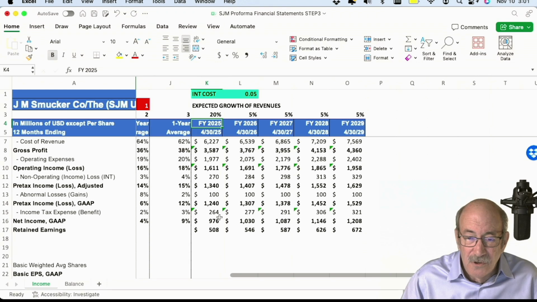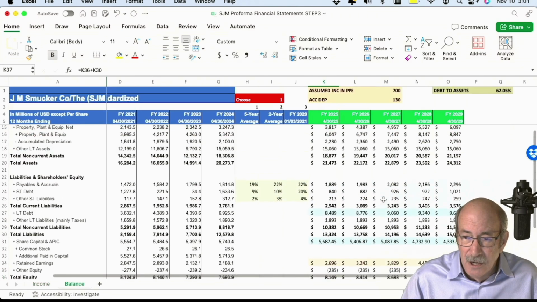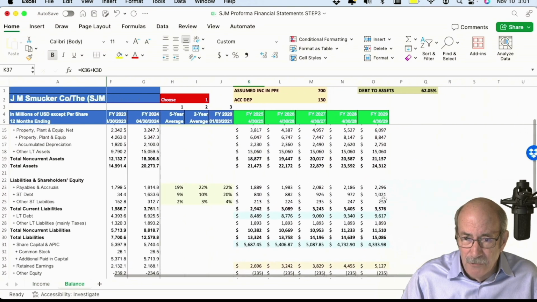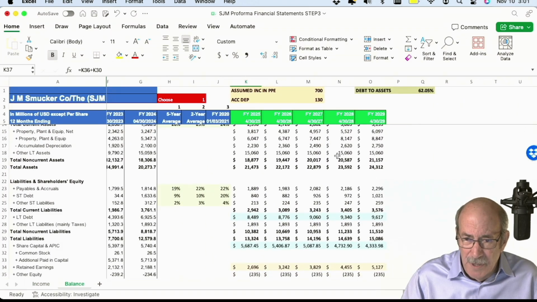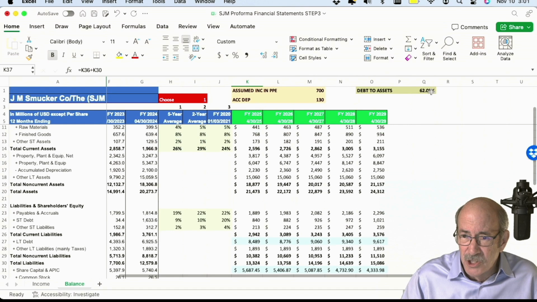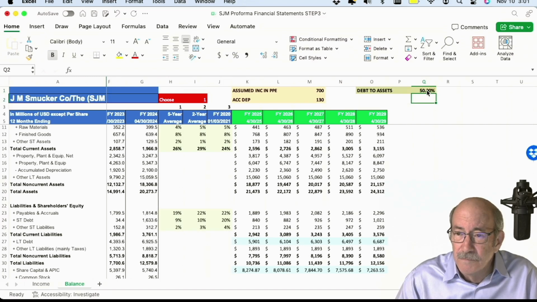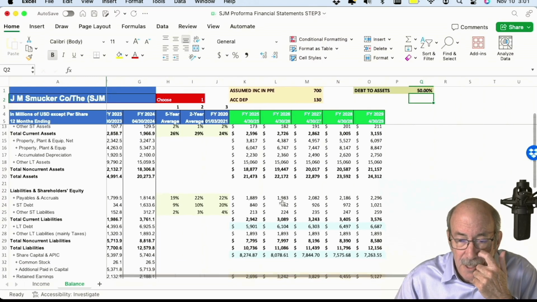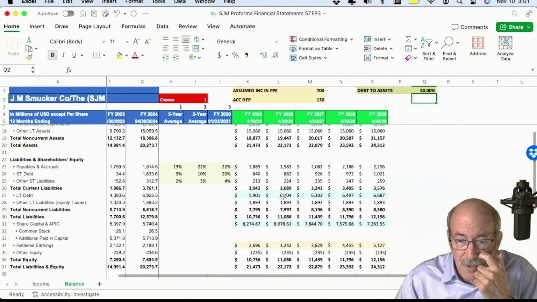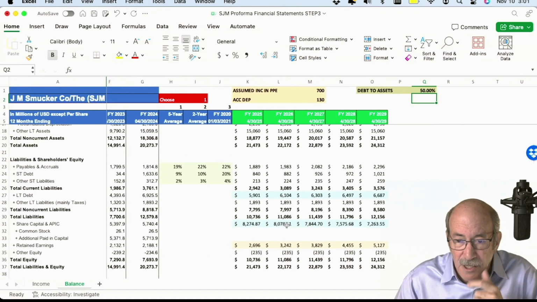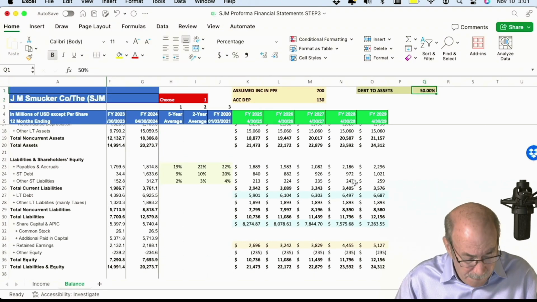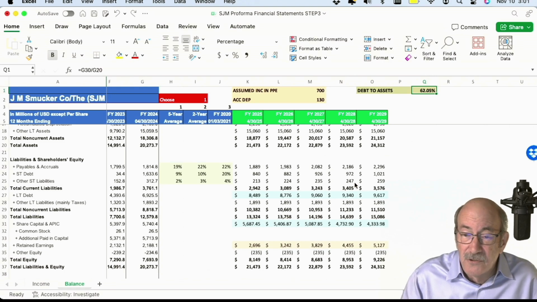All right, and so here's our net income, and then we have balance sheets that all balance no matter what we do with our growth rates or our other assumptions embedded in here. I can change this around to anything I want. I might change it to, say, 50%. And notice that this changes my long-term debt versus my common equity. I'm going to change that back to 62.05.